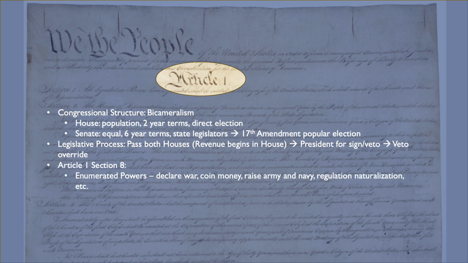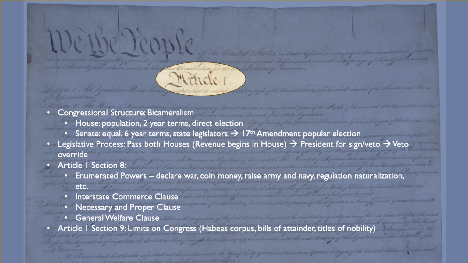And it provides for the specific enumerated powers of Congress, as well as specific clauses like the Interstate Commerce Clause and the Necessary and Proper Clause, which expand the powers of Congress. And it places certain limits on what Congress can do. Congress can't violate habeas corpus. Congress can't issue titles of nobility. And there are certain limits on the states. The states can't have their own armies, their own money, or their own foreign policy.